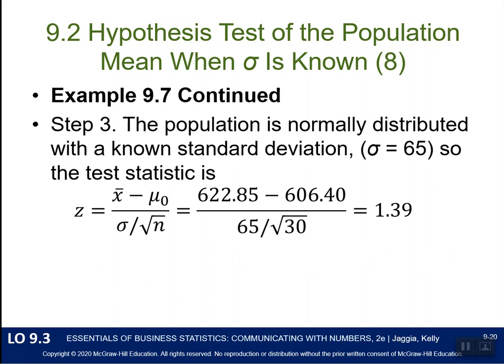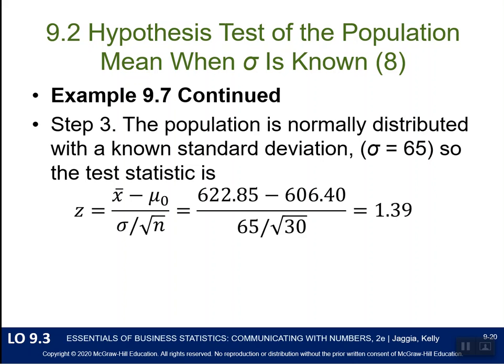Now, because we can say that this population is normally distributed, we had a sample size of 30, and we do believe that it is normally distributed, we can go ahead and calculate the z-score. So we're very familiar with z-scores by now. We've calculated these a lot.